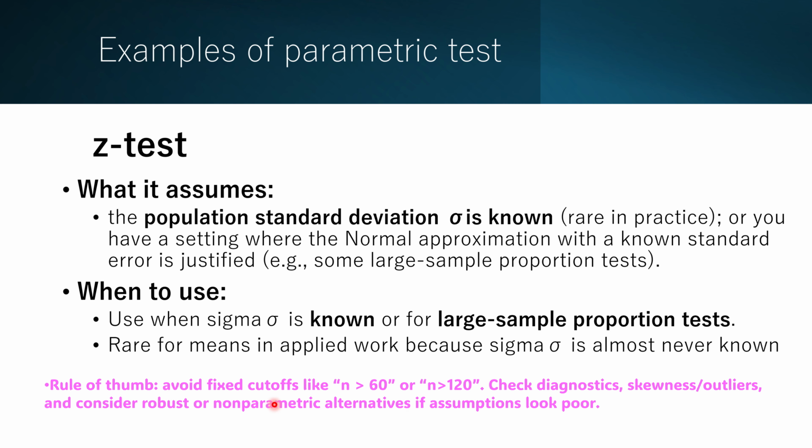Rule of thumb: if n is larger than 60 or larger than 120, we can do the z-test. But normality is required, so please check the skewness and outliers, and we also need to consider non-parametric options.